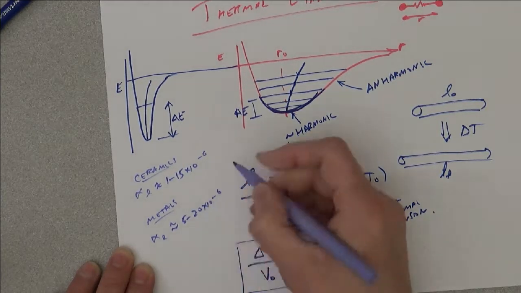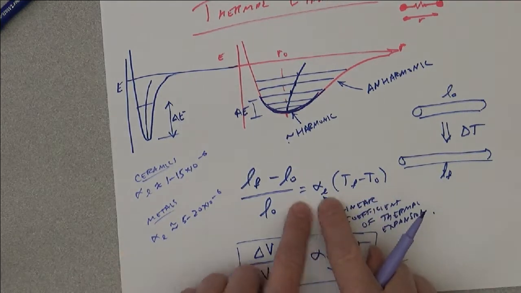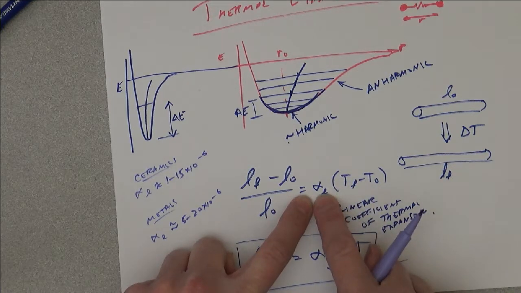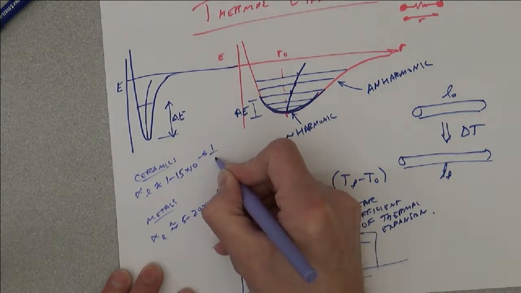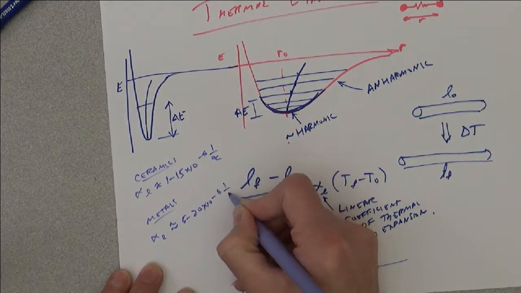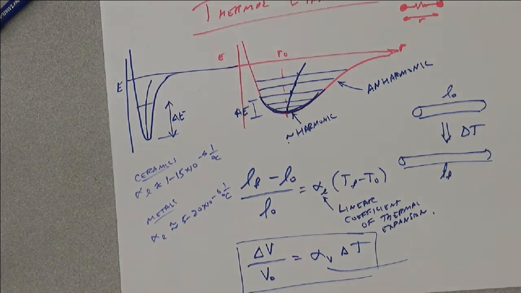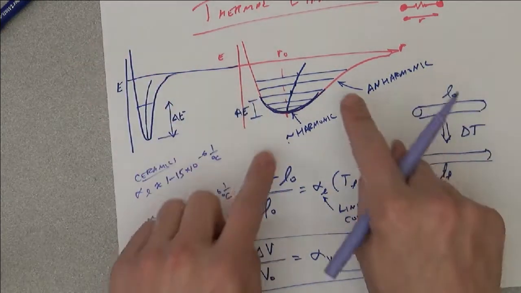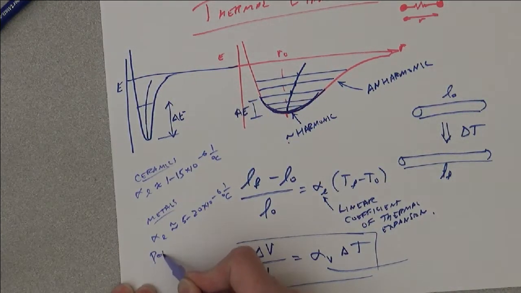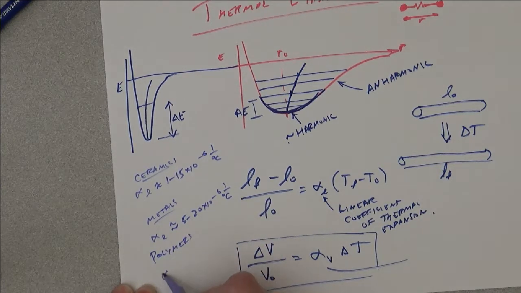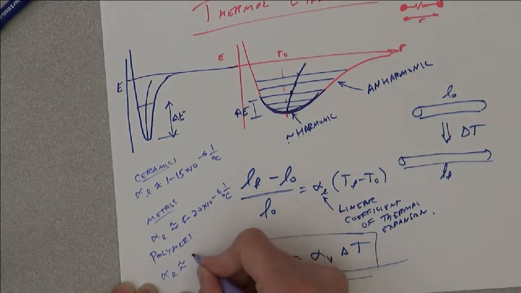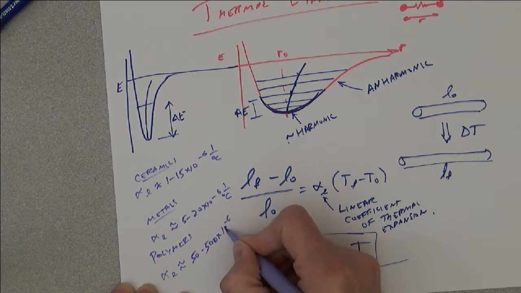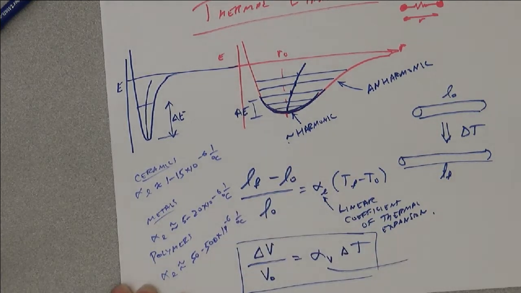I should put the units in here too. The units have to be, that's a fraction, that's temperature, so this must be 1 over temperature. This is 1 over degrees Celsius. And then polymers, which have a much wider, more open cusp here, typically ranging from, say, 50 to 500 times 10 to the minus 6 inverse degrees Celsius.